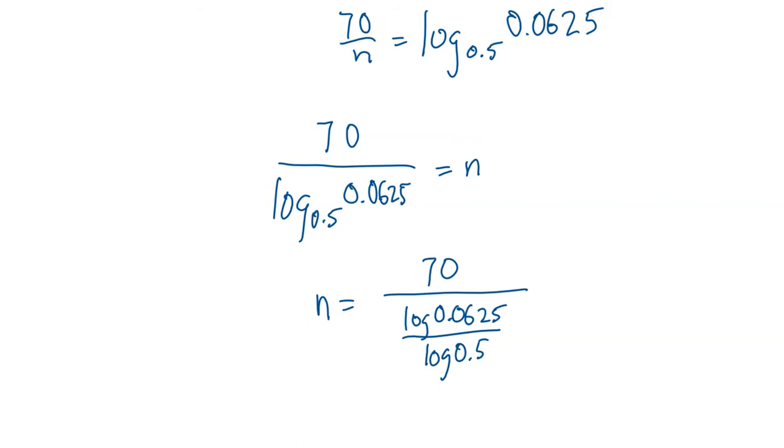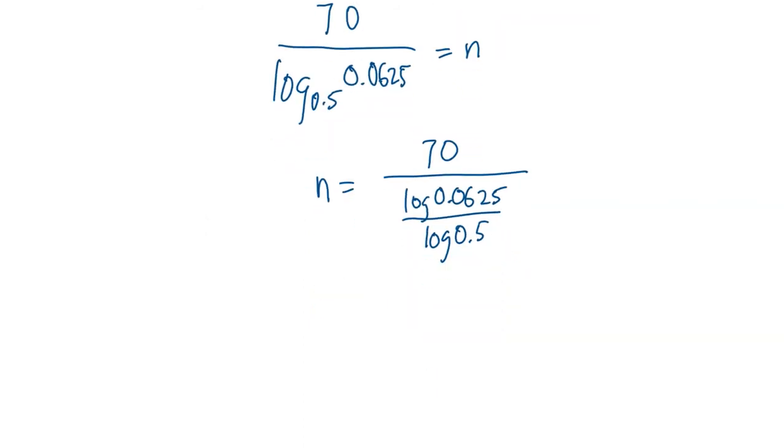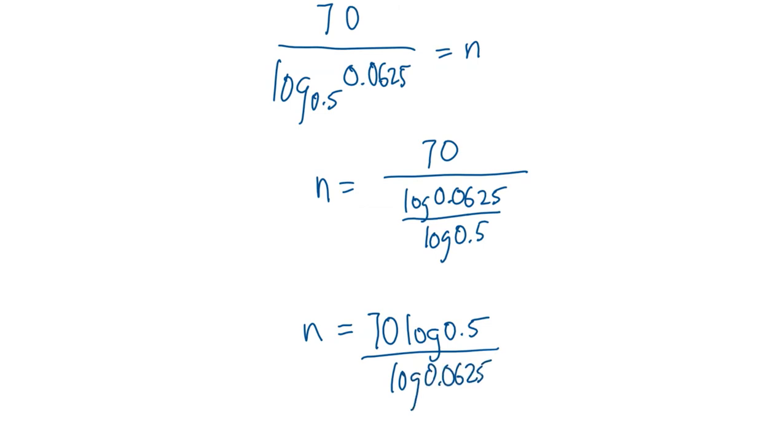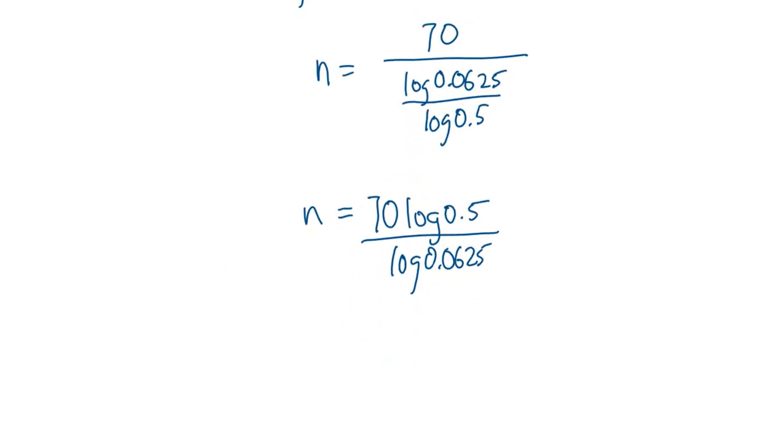If you've got a fraction button, it makes it easier. Or since we have done so much of this in the identities that we did in the last unit, you could do the fraction math and realize that if I'm dividing by a fraction, I flip and multiply, and this ends up being 70 log 0.5 over log 0.0625, like that. Okay?